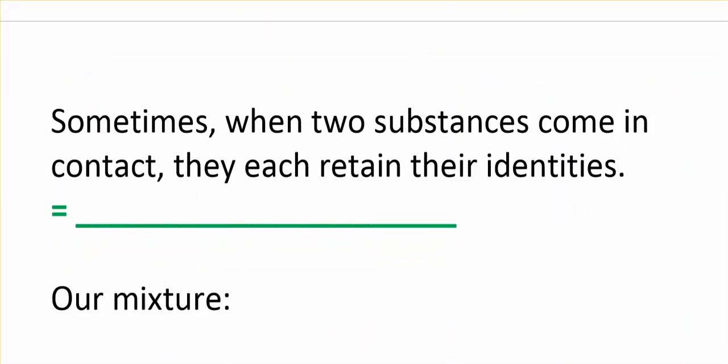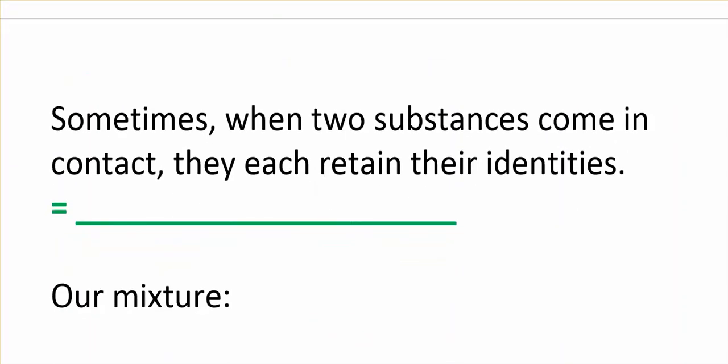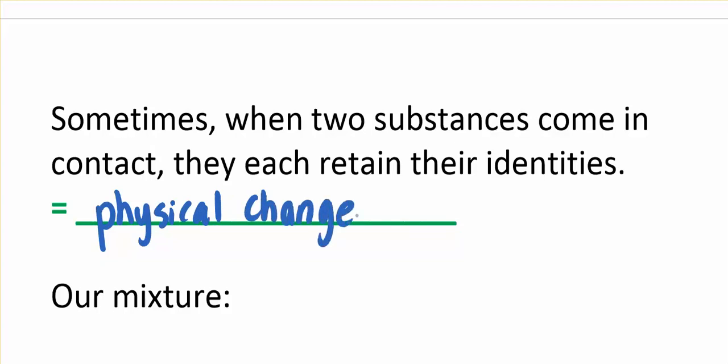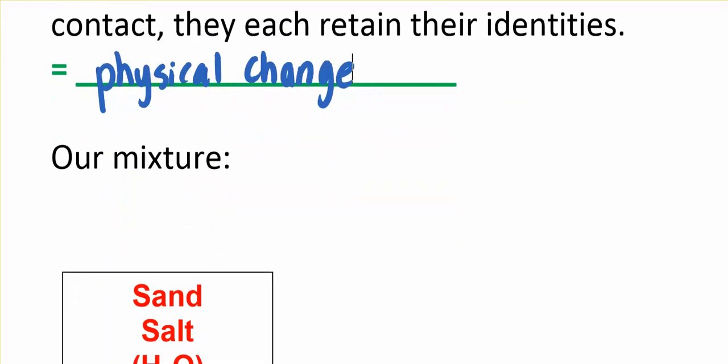The other possibility is that when you mix two substances together, you bring them together, they just mix. They undergo a physical change. They each keep their own identities, and they are just physically mixed together. So making a mixture is just a physical change. Let's look at our mixture.